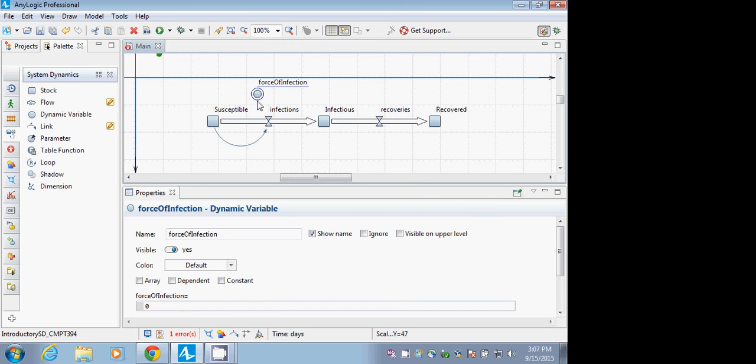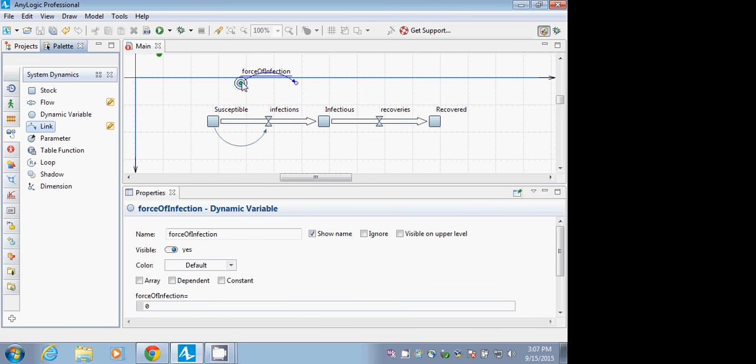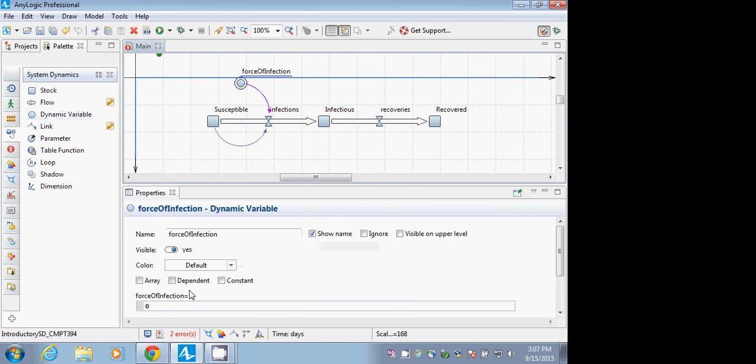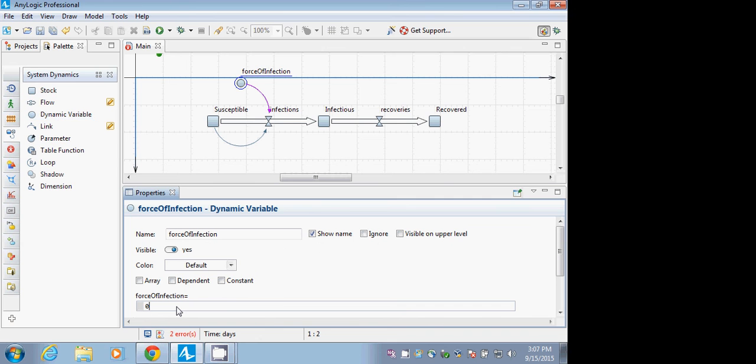Another name that would be used would be the incidence rate. It's a chance per unit time. This is a hazard rate. It's a chance per unit time someone will get infected. So we're going to put that in there. And you'll notice that I dragged a dynamic variable in. Okay? And initially I'm just going to set it to a value of 0.01. Force of infection. I could have called it incidence rate.